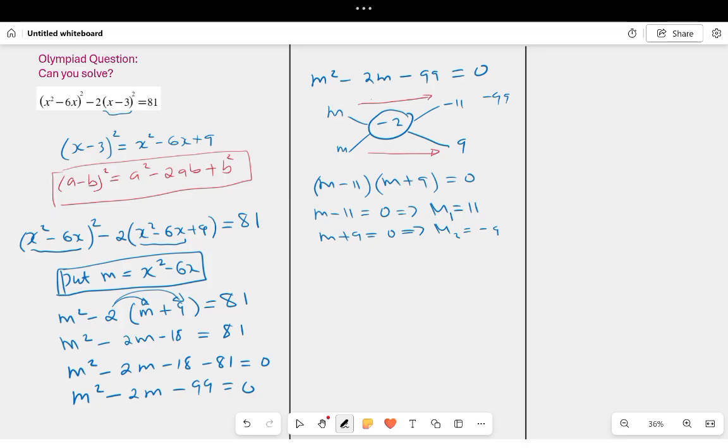Okay. Now, having gotten the solutions, we are going to make a substitution, because we all know that m was x squared minus 6x. Therefore, we begin with the first one. So instead of m, we are going to replace it with x squared minus 6x equals 11. Now, reorganizing this equation, we are going to have x squared minus 6x minus 11 equals 0.